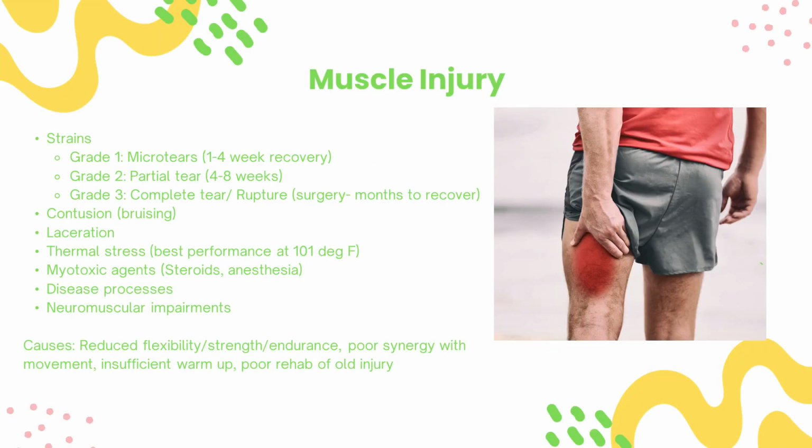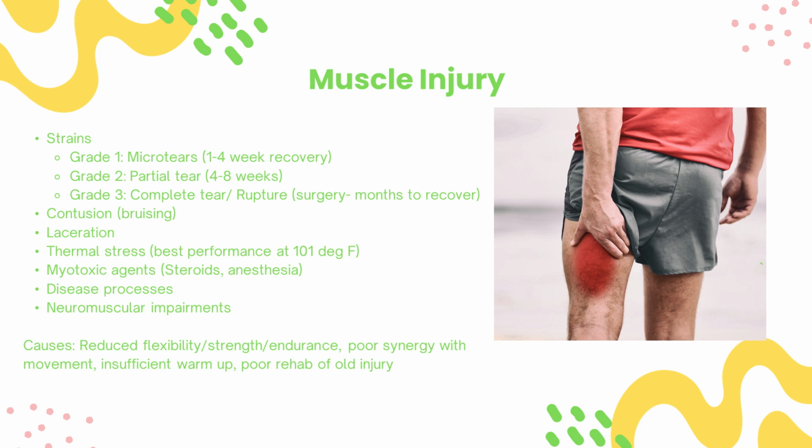Let's talk a little bit about muscle injury. Typical muscle injuries include strains, contusions, lacerations, thermal stresses, so heat or cold, as well as myotoxic agents such as steroids or anesthetics. Diseases and neuromuscular impairments also can cause injury to the muscles themselves. So the muscles have a lot of different ways to get injured. We're going to talk a little bit more about strains. That is something very common that we see in the orthopedic world of physical therapy.